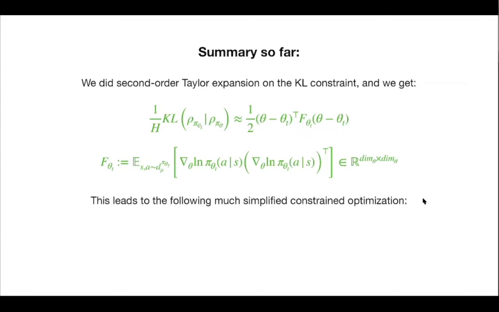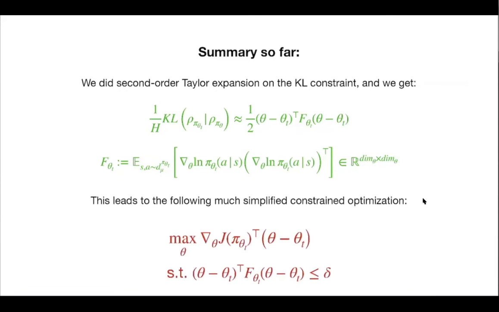All right, let's put the two Taylor expansion approximations together. We get this very simple formulation. Remember, we did a first-order Taylor expansion on the objective, and a second-order Taylor expansion on the KL divergence. So finally, after so much work on calculus, we arrive at a very simple formulation where our objective function is linear with respect to the parameter theta, because this is just the policy gradient. And our constraint is a quadratic function.